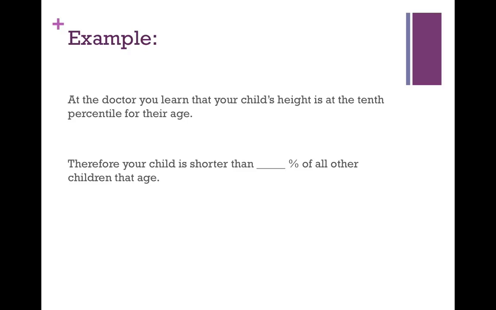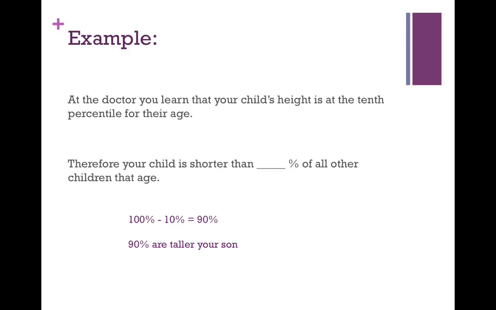Therefore, your child is shorter than what percent of all other children that age? 10% are shorter than your child, and 90% are taller. I'm getting that 90% by saying 100%, that's everything, the whole thing, minus the 10% I was given gives me 90%. So I want to know what my child was shorter than. 90% are taller than your son, so the 90 goes in there. That means my child is shorter than 90% of the population.